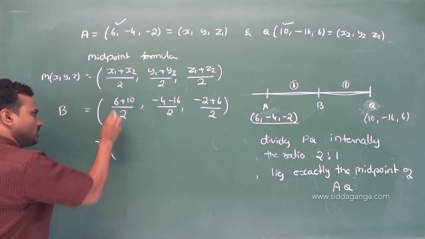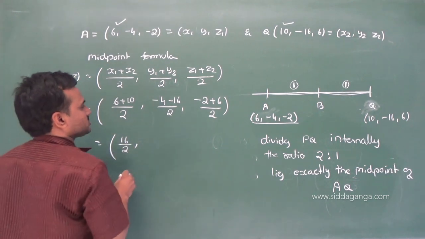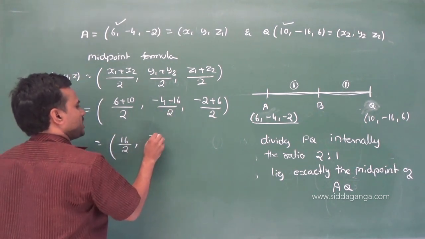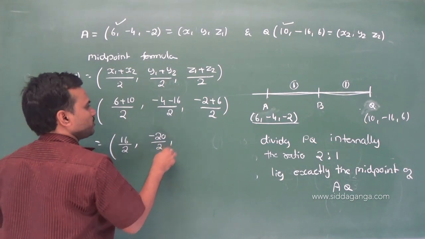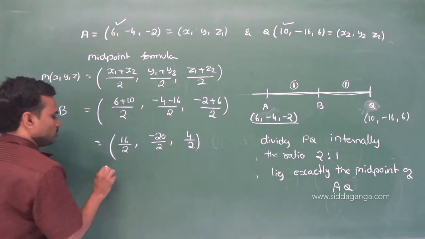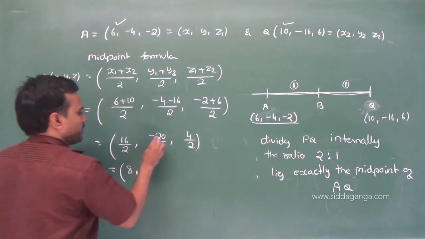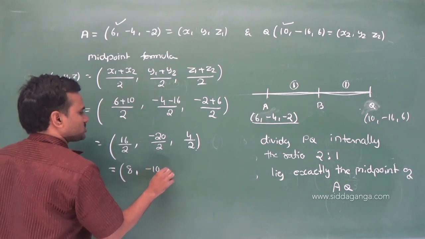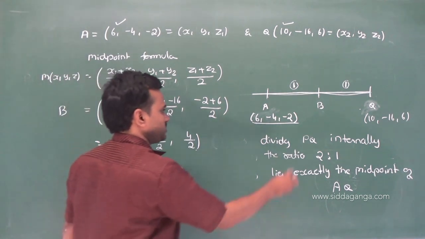Okay, so 10 plus 6 is how much? 16 divided by 2. Minus 4 minus 16 is how much? Minus 20 divided by 2. 6 minus 2 is how much? 4 divided by 2. Okay, calculate it. 16 by 2 is how much? 8. Minus 20 by 2 is how much? Minus 10. 4 by 2 is how much? 2. It is very easy.